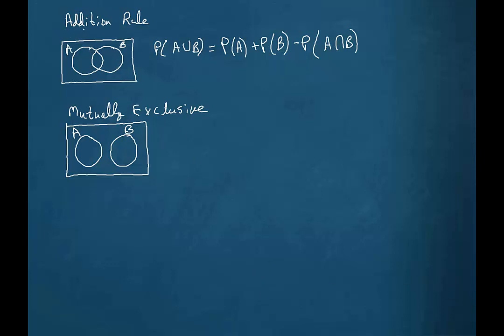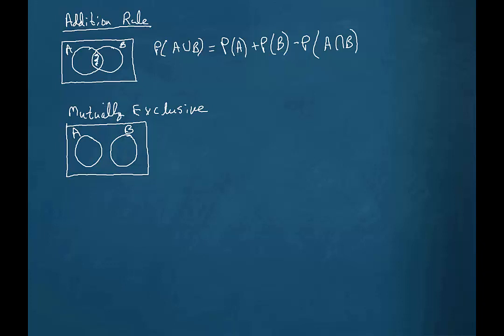The addition rule, illustrated by this Venn diagram, shows us that the probability that events A or B would occur is equal to the probability that event A would occur plus the probability that event B would occur minus the probability that both would occur, the probability that events A and B would occur, because the intersection gets added in twice.